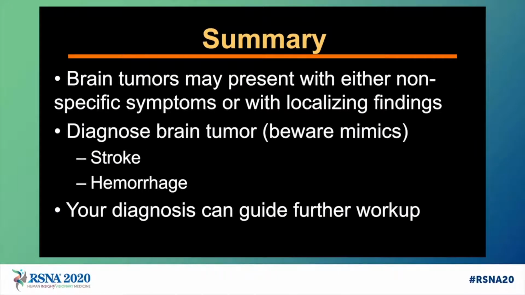Let's summarize what we've covered over the last 20-odd minutes. Brain tumors may present with either nonspecific symptoms or with localizing findings, and I've shown you some examples of each. Our job is to diagnose the brain tumor and at the same time beware of mimics. I've shown you a stroke mimic and a hemorrhage mimic. Your accurate diagnosis can help to guide further workup.